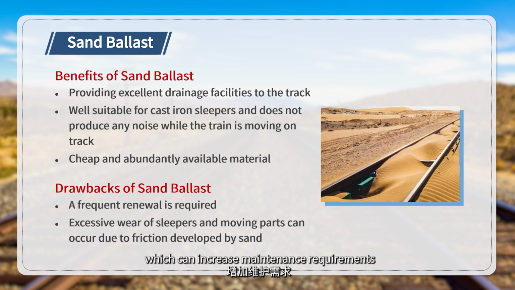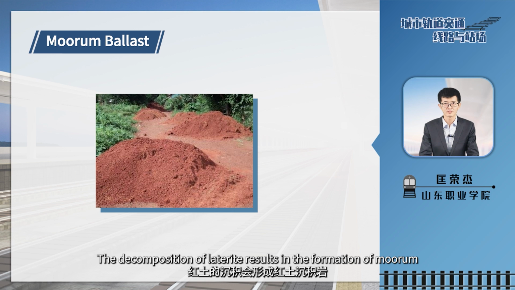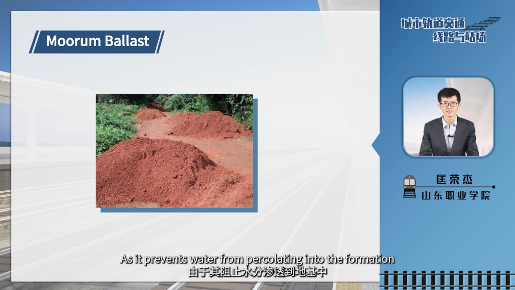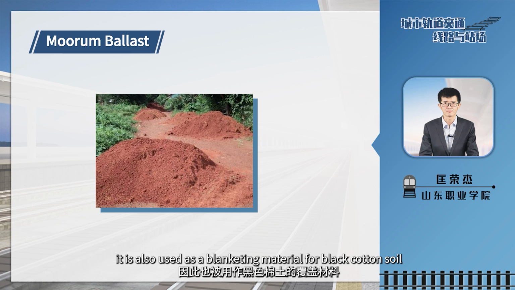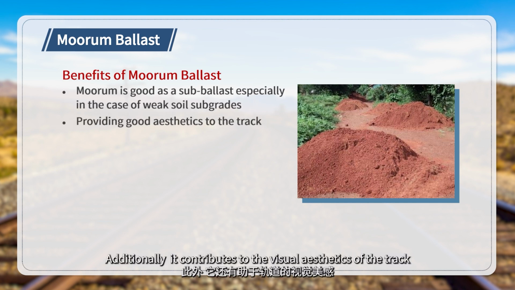which can increase maintenance requirements. The decomposition of laterite results in the formation of marram. It is red and sometimes yellow in color. The marram ballast is normally used as an initial ballast in newer construction and also as a sub-ballast. As it prevents water from percolating into the formation, it is also used as a blanketing material for black cotton soil. Marram ballast offers some advantages, particularly when used as a sub-ballast, especially in areas with weak soil subgrades. Additionally, it contributes to the visual aesthetics of the track.